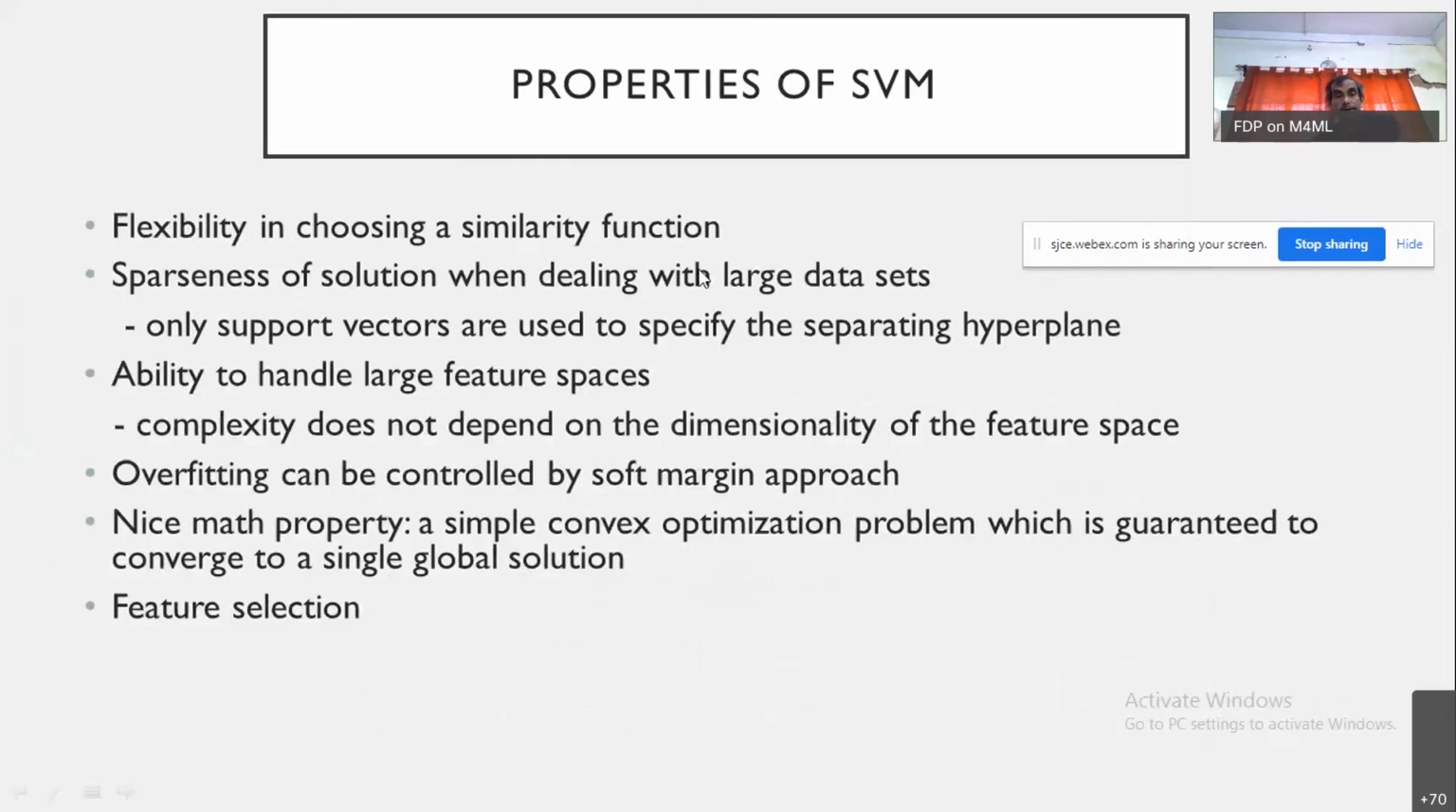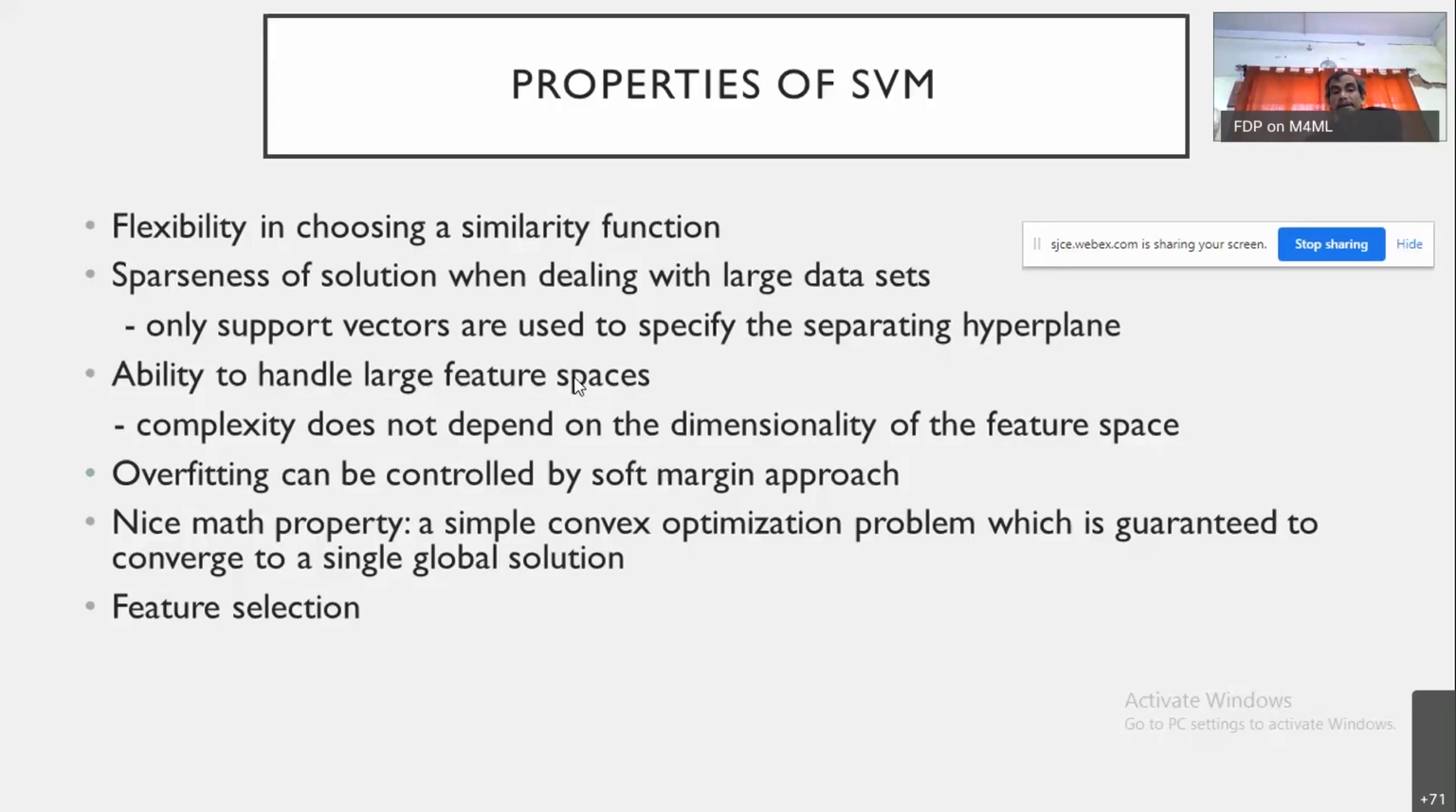So if you look at the properties of support vector machine, there is flexibility in choosing a similarity function, and sparseness of the solution when dealing with large data sets because you need only the support vectors, you don't need the whole data set. It has the ability to handle large feature space because the dimension is not of so much importance considering the VC dimension. Dimension will not matter much. Overfitting can be controlled by soft margin, or even we can go for nonlinear transformation or kernel trick.